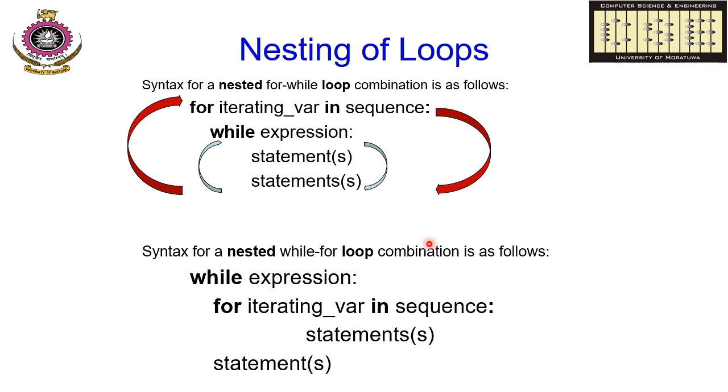So with nesting of loops, these are only two ways of doing it, but you can have many other combinations. You can even have more than two, three for loops nested, for example, a for inside a for inside a for. You can have that kind of nesting.